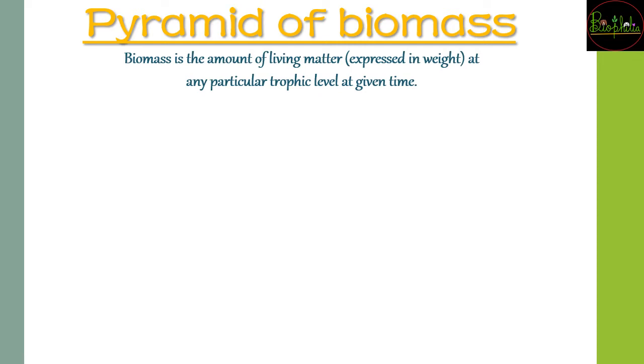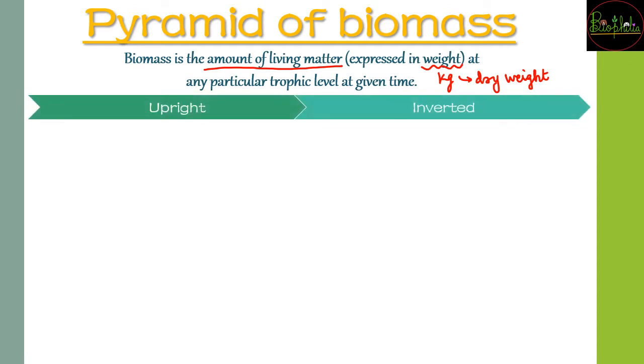So what biomass is, that is important to know first, so that you can draw the pyramid according to the data collected. Biomass is the amount of living matter. Generally it is expressed in weight, in kgs, and it is generally the dry weight. You are not going to consider the wet weight, that is, after removing the water content, the dry matter that remains you express in weight, and that too of a particular trophic level. So once you get the data of the biomass, you are going to form different kinds of pyramids.